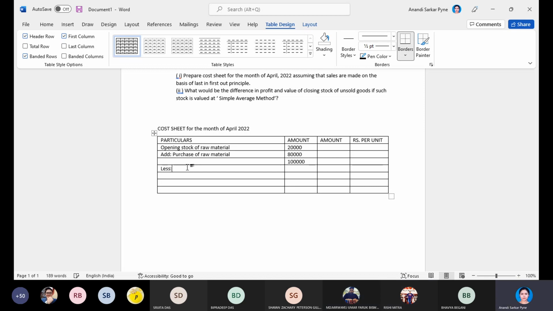We will deduct closing stock of raw material, 5,000. So that's how much you're getting, 75,000. This is our raw material consumed.